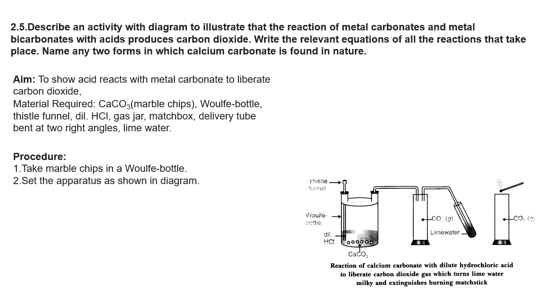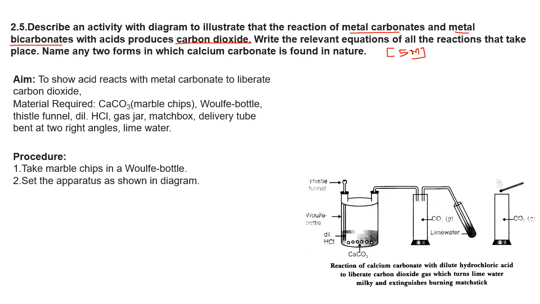Here comes the next activity. Describe an activity with a diagram to illustrate that the reaction of metal carbonate and metal bicarbonate with acid produces carbon dioxide. So this is the aim of your activity. Write the relevant equations for all the reactions that take place. Name two forms in which calcium carbonate is found in nature. So this is in fact a question of 5 marks.